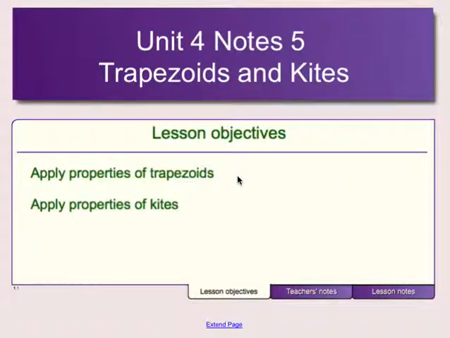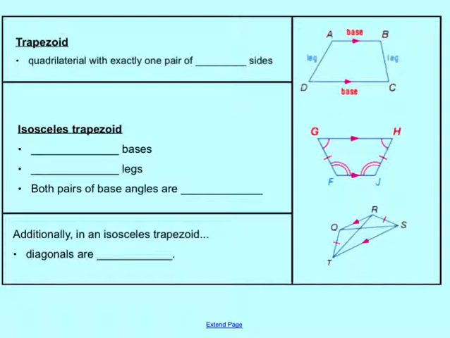And today we're going to be talking about Unit 4, Notes 5, which is talking about trapezoids and kites. So we're going to continue learning more about different types of quadrilaterals. So let's go ahead and take a look at some properties of trapezoids and kites. For starters, let's start by taking a look at trapezoids.